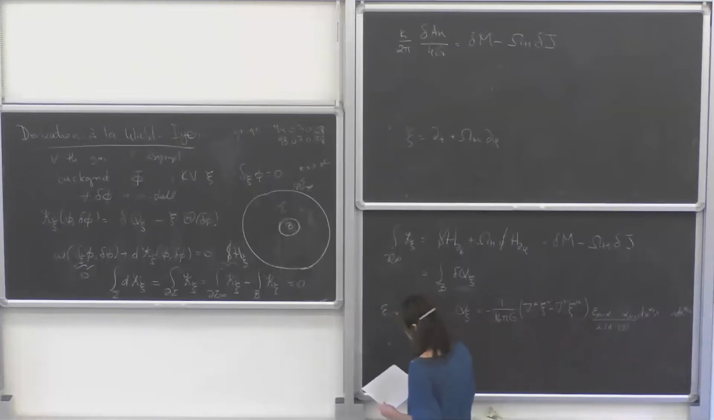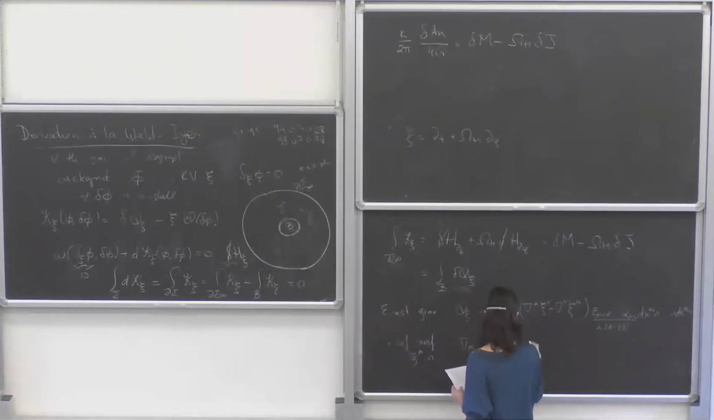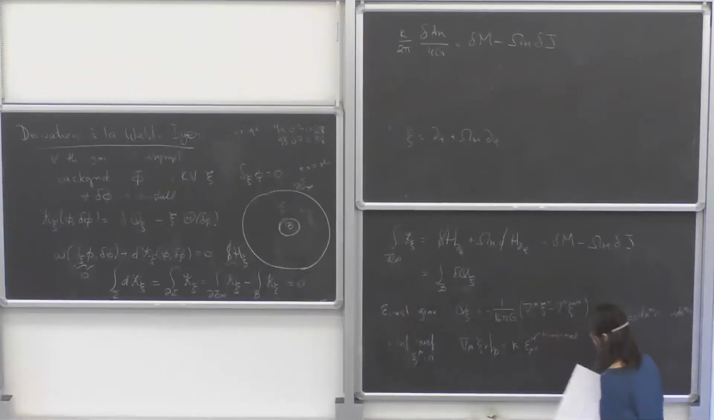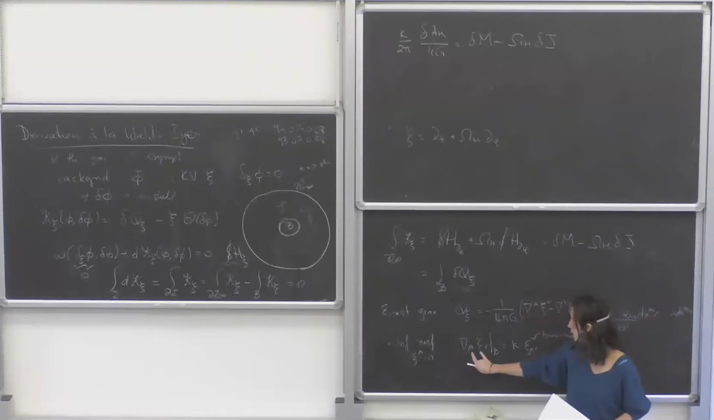And the point is that on the bifurcation surface, so here where you have xi mu equal to 0, you have d mu xi nu is k times epsilon mu nu, where this guy is called the binormal. Okay, so xi is 0, but of course its derivative doesn't need to vanish. Its derivative is antisymmetric. Is it obvious? It's the killing vector, so it's antisymmetric in the two indices.